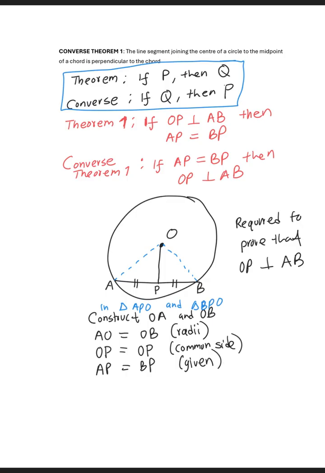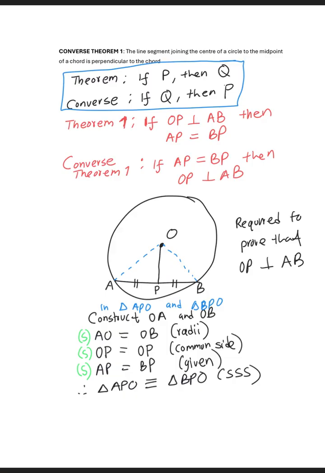Now we can see that we have a situation where we have a side. Remember, we don't know that this triangle is a right angle triangle, so we just say side, side, side, since we don't know what type of triangle this is. Therefore triangle APO is congruent to triangle BPO, and the reason will be side, side, side.